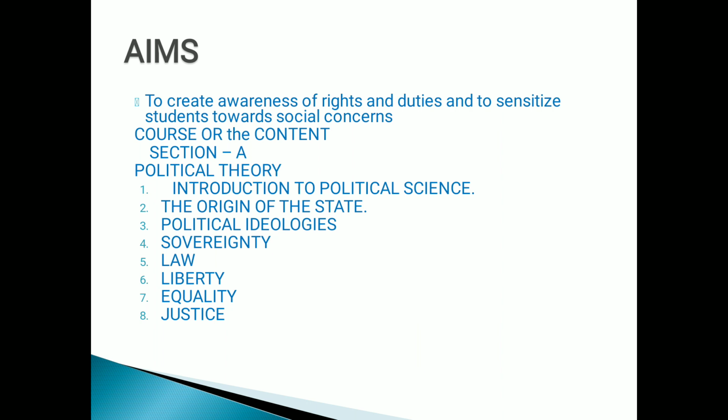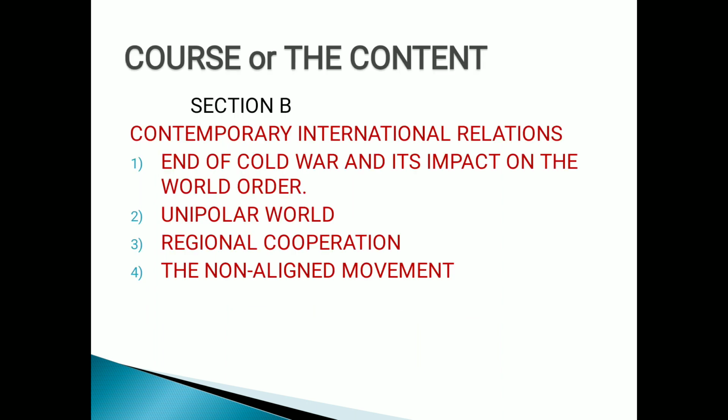Right, now course. Now let's see the course section A. So you have political theory in section A. The course is like this: introduction to political science, the origin of the state, political ideologies, sovereignty, law, liberty, equality and justice. Next slide. Now course or the content, I'm in continuation with that, like in section B. Come on to section B now. Section B covers contemporary international relations.